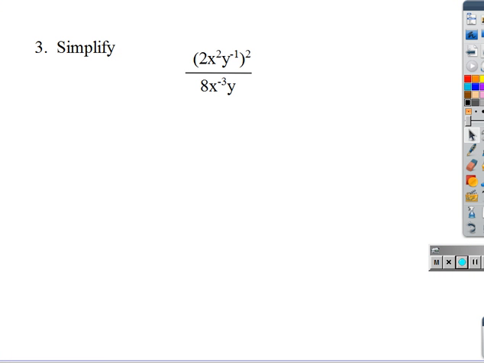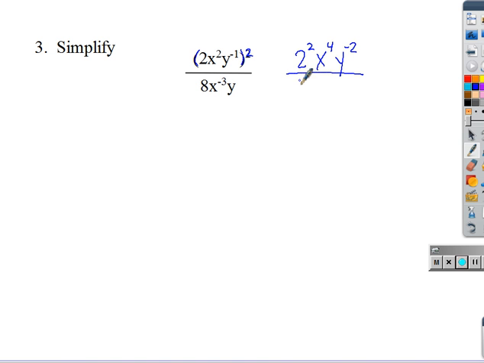And finally we have simplifying exponents. So it will be a more advanced problem like this, where you have a lot of things going on at one time. First things first, so let's consider the top by itself. And in the top we have parentheses with a square. So the first step there would be to make sure everything in those parentheses gets squared. So I would end up with 2 squared. X squared squared is x to the 4th, and y to the negative first squared is y to the negative second.